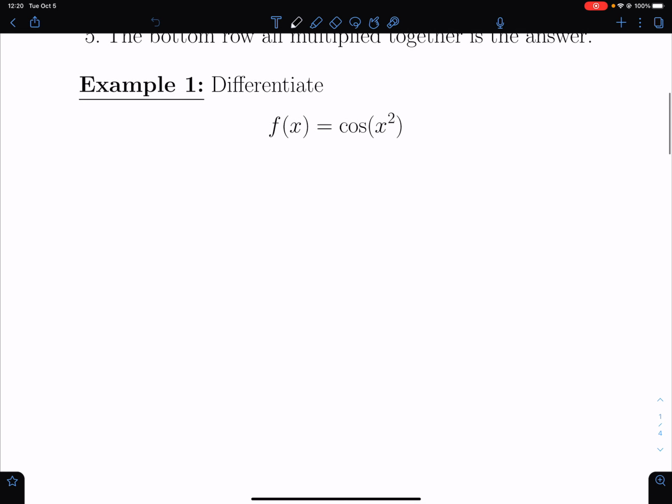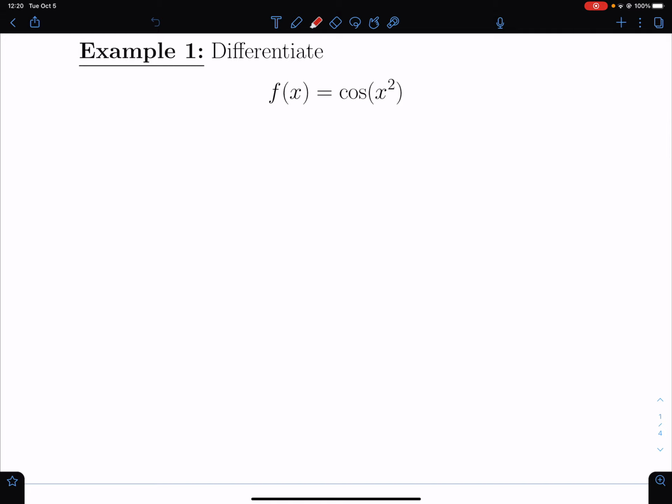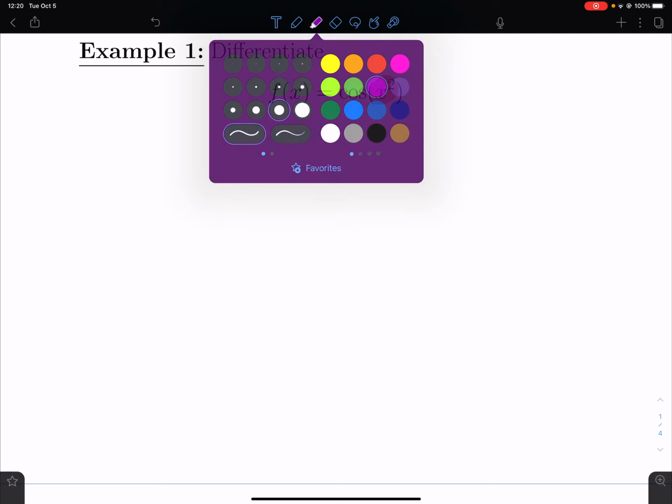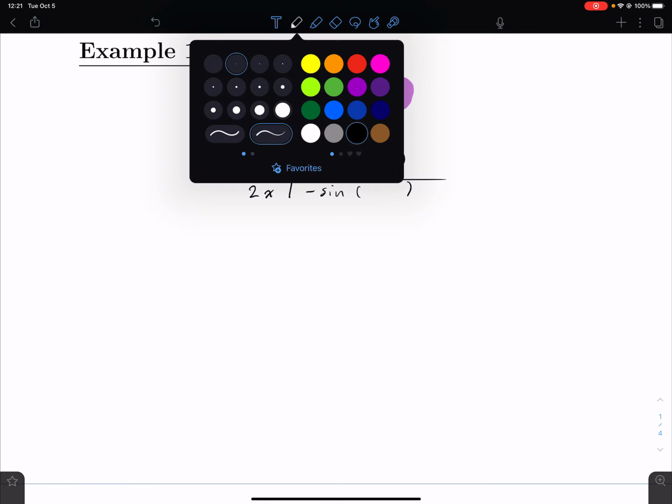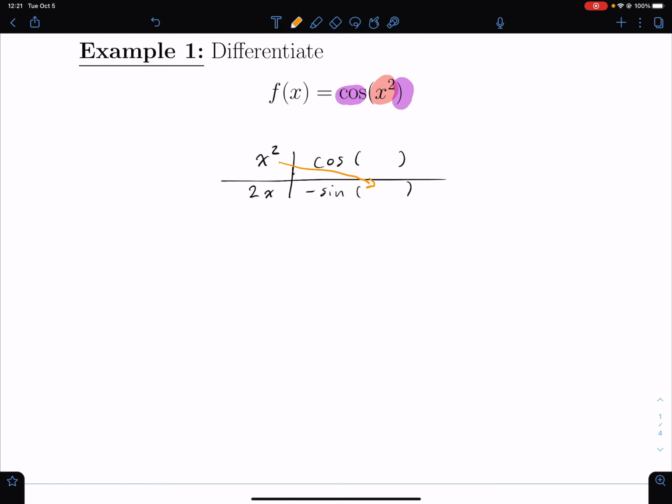So here we have our first example. What I want to do is identify what my functions are. My innermost function is x squared, and then my outermost function is cosine, and I have nothing else. So I'll put x squared here, and my outside function is cosine of whatever is inside. Then I'll differentiate each of them. The derivative of x squared is 2x. The derivative of cosine of something is negative sine of something. Then the way this works is you take this, and these go this way. This one doesn't need anything, but this would appropriately be an x squared. That's what was in it in the first place.